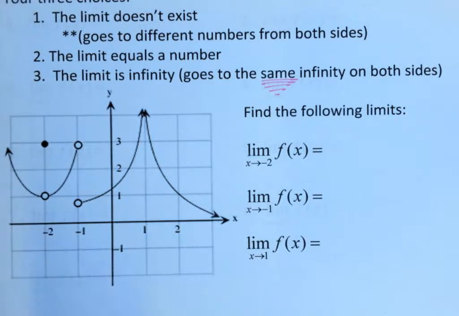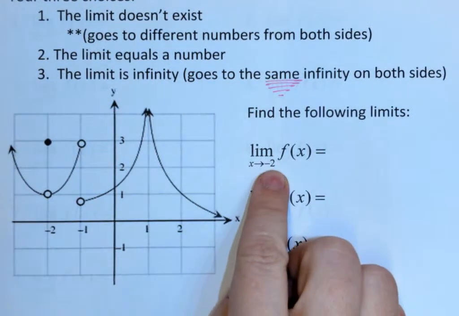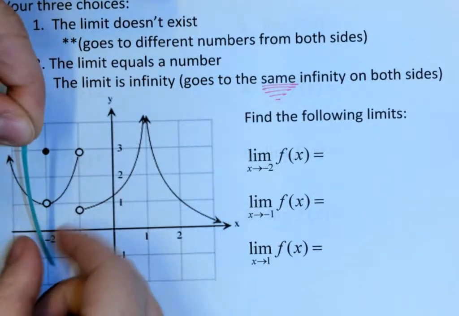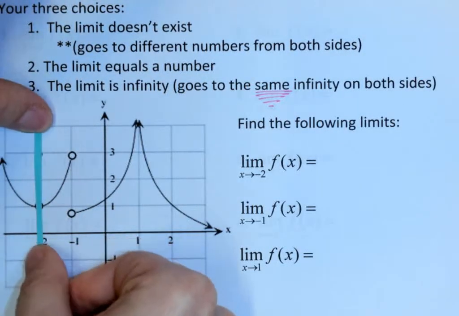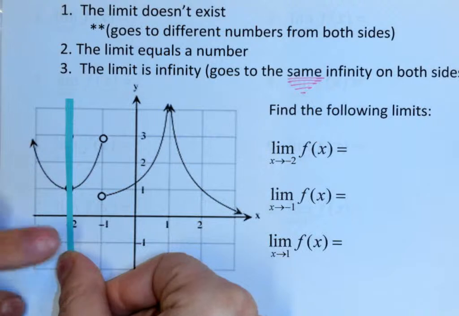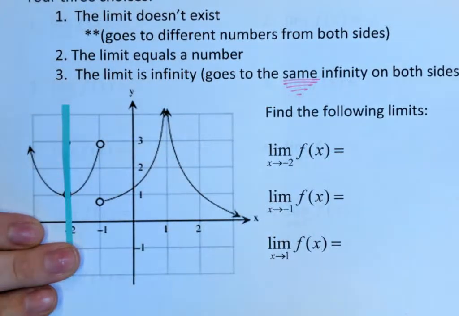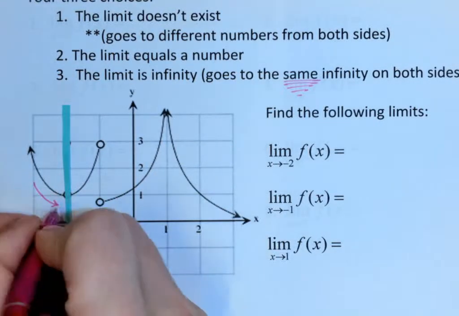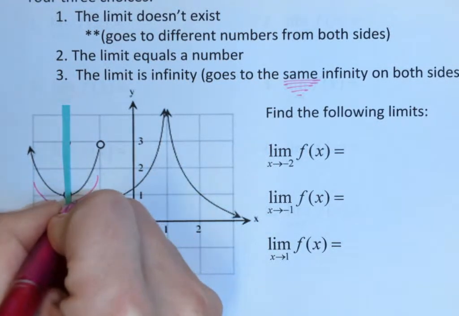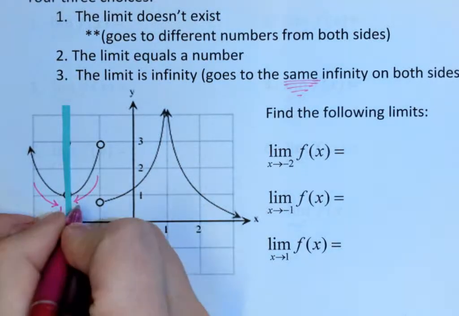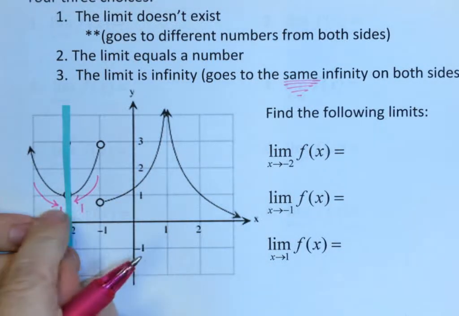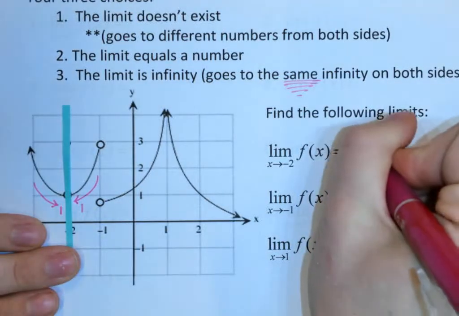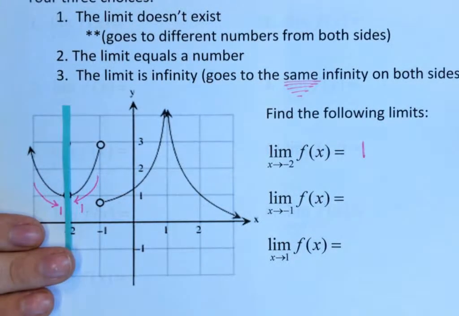Right, they either go to both positives or both negatives. So let's take a look at this graph. I want to know the limit as x goes to -2. So that means I don't really care what's happening at -2. I'm covering up what's happening at -2. But as I come to -2 on this side, what is my graph going to? 1. As I come to the graph on this side, what's it going to? Since from both sides it's going to the same number, the limit is 1.